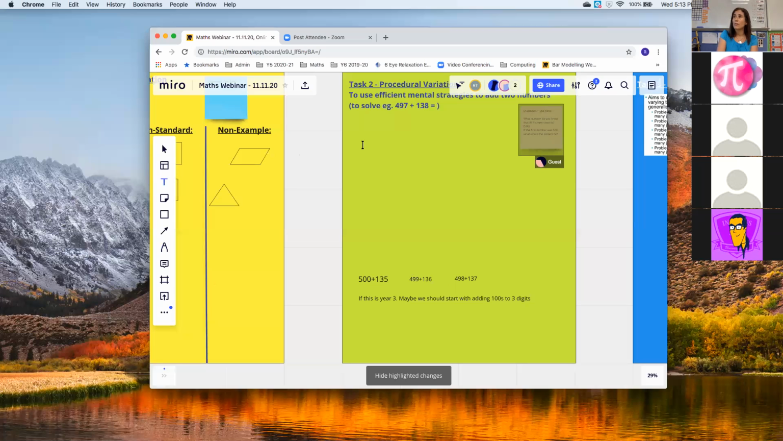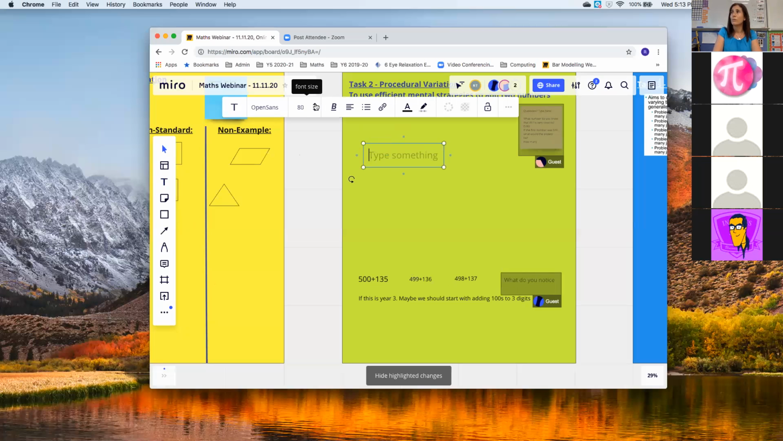I'm going to type some ideas that I came up with. Doesn't mean that they are the best. I'm just going to type what I'm thinking in my head.